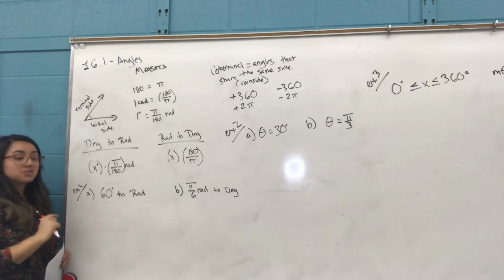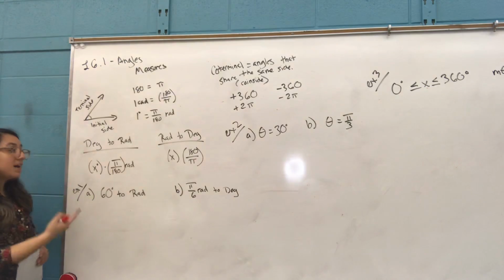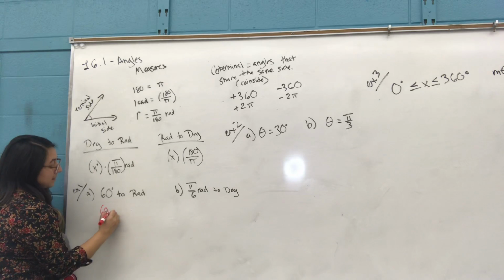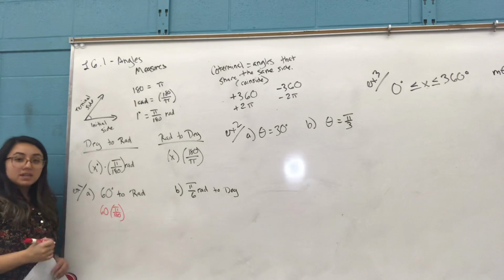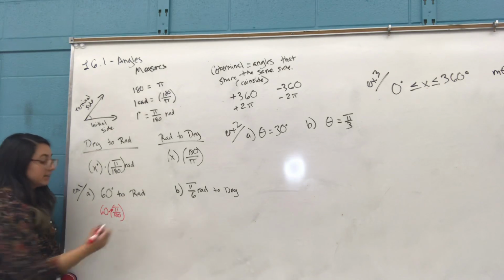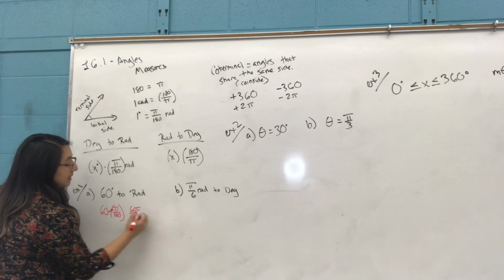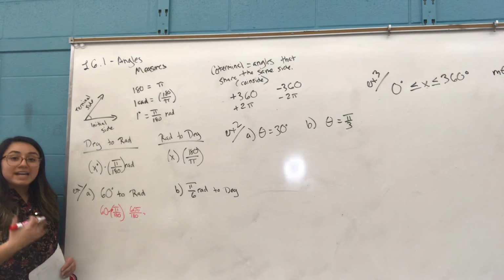So 60 degrees to radians. We want it in terms of radians over something. Again, it's not pi, it's considered radians. So it's the degrees, 60, times radians over 180. When you're multiplying fractions, you multiply the numerators, and you get 60 radians over 180. And I like to think of it as a fraction, 60 over 180.